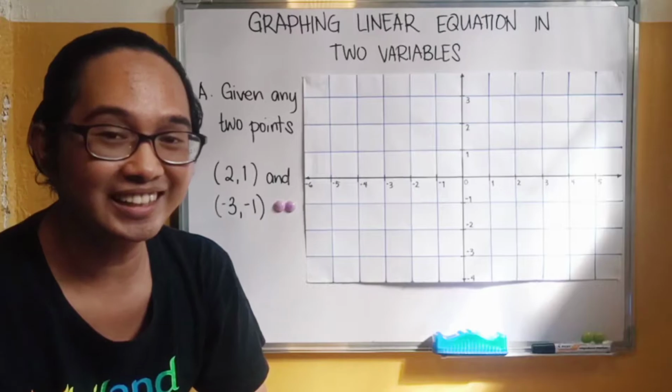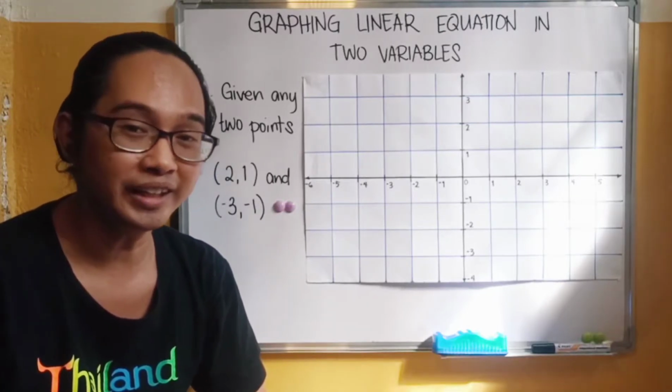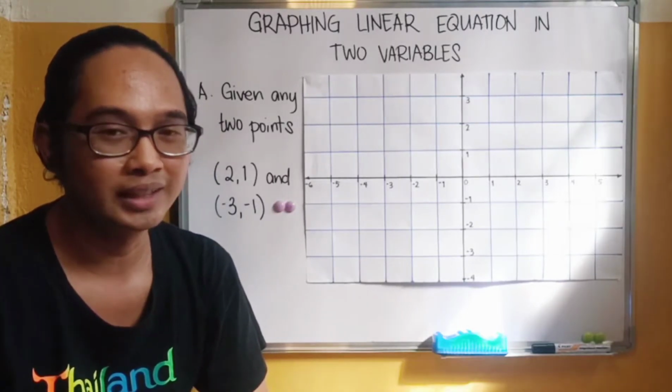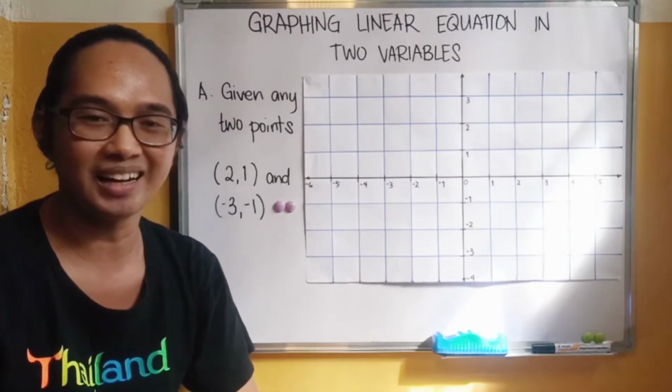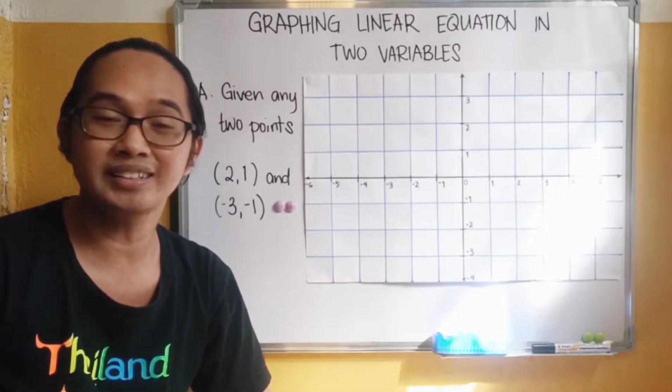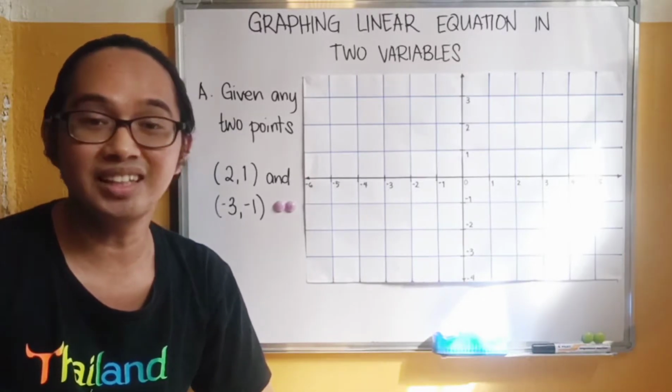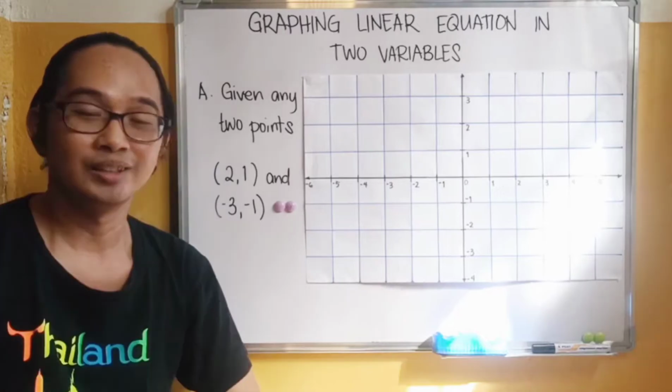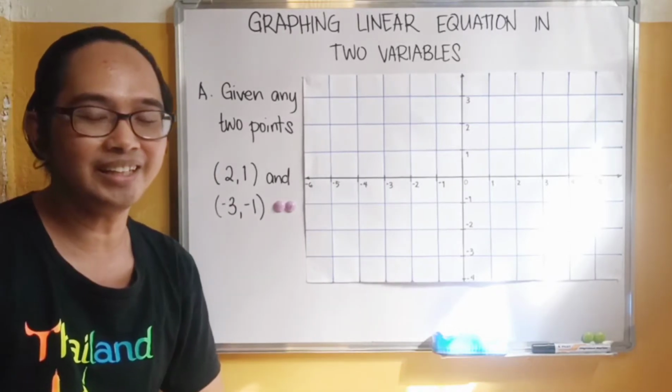Ngayong araw tatalakayin natin ang graphing of linear equations in two variables. So meron tayong tatlong parts na pag-aaralan. Una, given 2 points. Pangalawa ay given the x and y-intercepts. And lastly, slope and a point on a line. So unahin na natin tong given any 2 points.